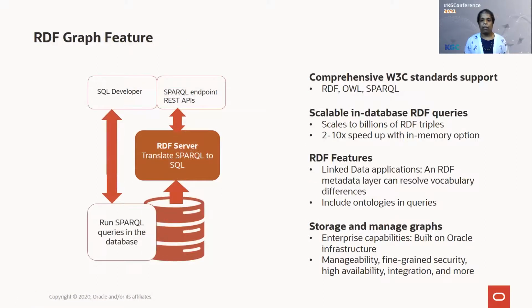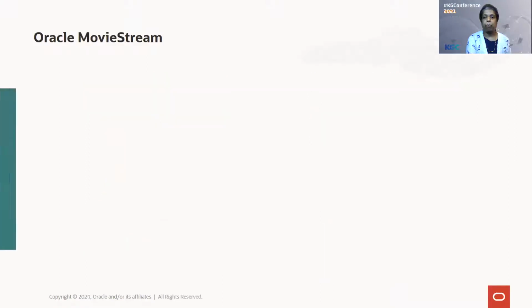And in the RDF graph feature, we have a comprehensive support for the W3C standards, RDF, OWL, SPARQL. Once again, it can scale to billions of RDF triples. You can store the graph in memory for a speed up of queries. And it's typically used in linked data applications or folks who want to include an ontology in their queries and so on. And again, built on enterprise capabilities of the Oracle database.